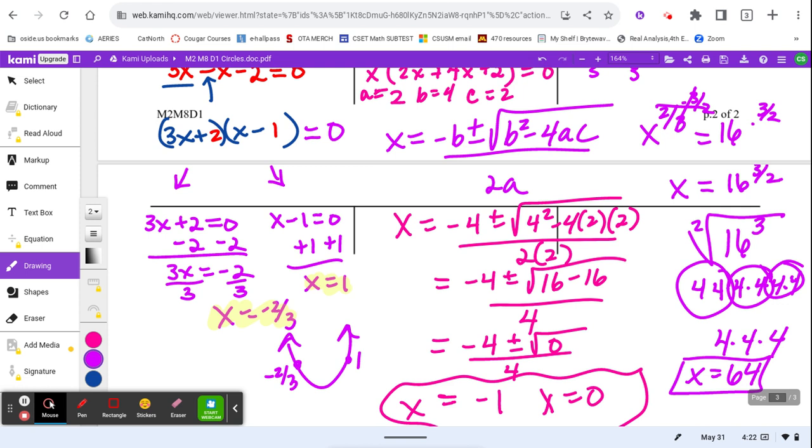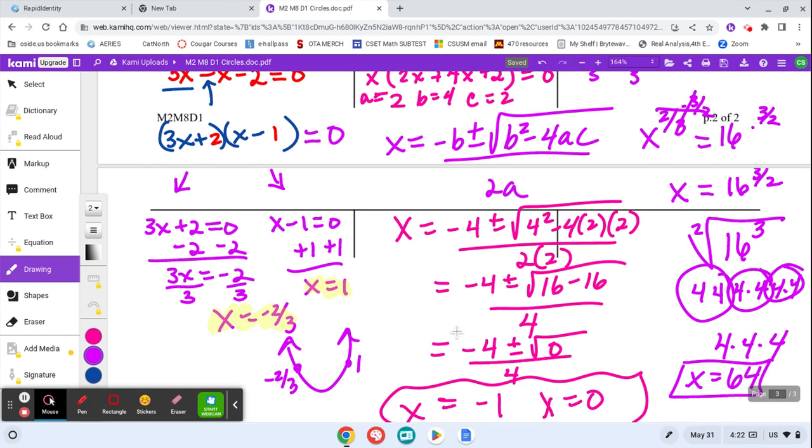All right, how'd you do on this back page? This bottom section is the type of equations you can expect to see on the final.